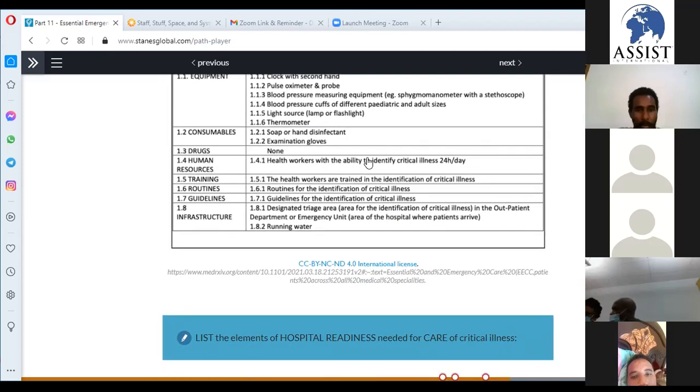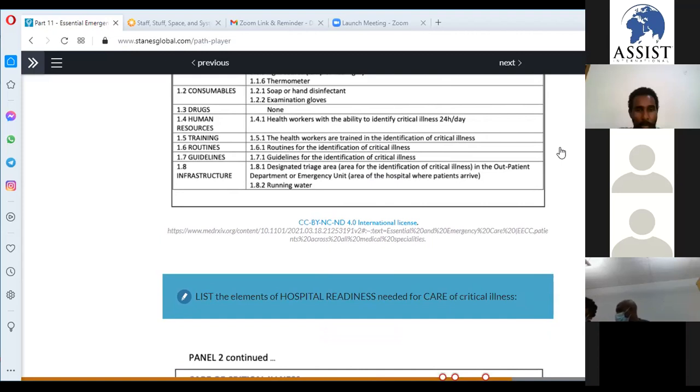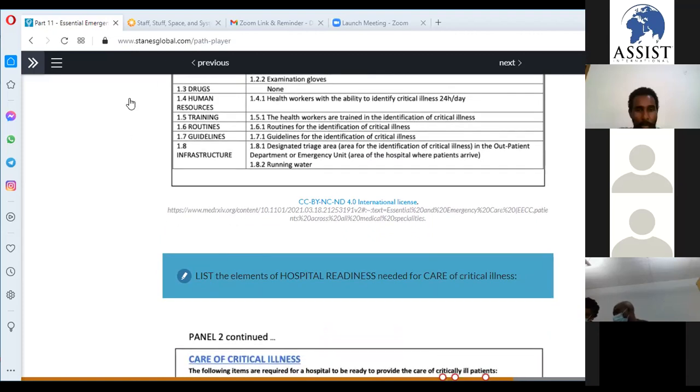And for consumables, you need different infection prevention consumables like disinfectants and gloves. Drugs to provide essential emergency critical care: you don't need expensive drugs. You might need only adrenaline or atropine in some cases. Otherwise, even without any drug, you can provide appropriate care for the patient. Human resource, health workers: what you need is health professionals available 24 hours per day, either physicians, ward nurses, and other allied health professionals, who are important sources for the care.